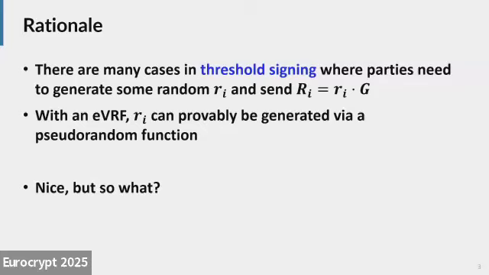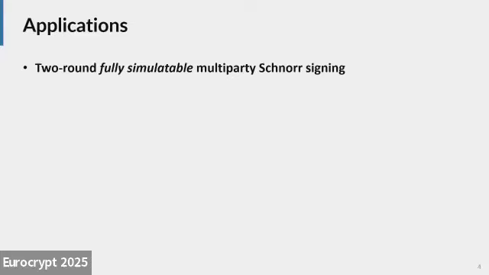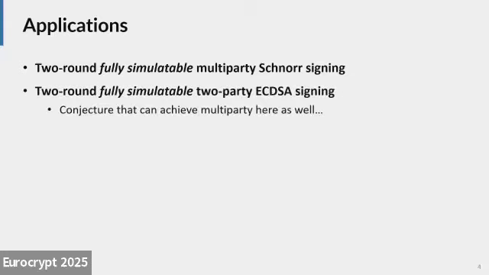Okay, that's nice, but so what? Why is this useful? The answer is that we have many, many applications for this single, very simple primitive. Firstly, we can do two-round, fully simulatable multi-party Schnorr signing. And all previous constructions of this were either game-based definitions only, required a setup, or used non-standard assumptions. Likewise, we can do two-round, fully simulatable two-party ECDSA signing. I think we can also do multi-party, but that's an open question.